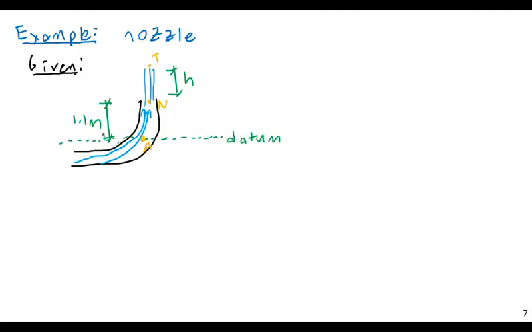Okay, so at point A, the diameter will be 0.2 meters, and the pressure at A is going to be 55 kilopascals, which will be a gauge pressure.